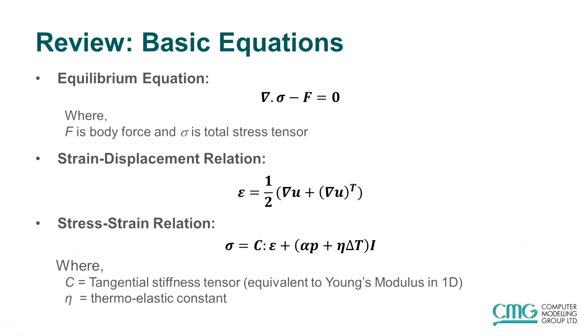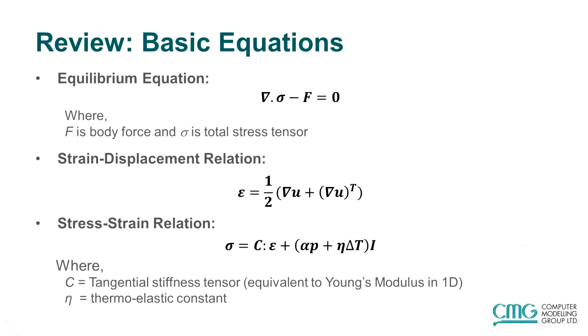The second equation relates the strain to the overall displacement. The third equation relates the stresses to the strains. In the third equation, there's a term called C that's called the tangential stiffness tensor. So it's something similar to Young's modulus, but Young's modulus is applied in 1 dimension, and the tangential stiffness tensor is applied to 3D. You can also see that this equation has terms of pressure and temperature. So that's the most basic poroelasticity equation.